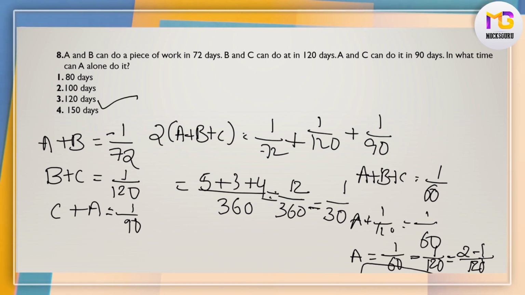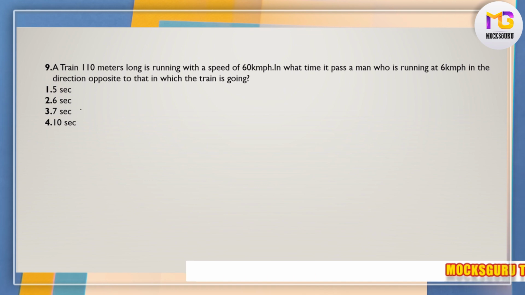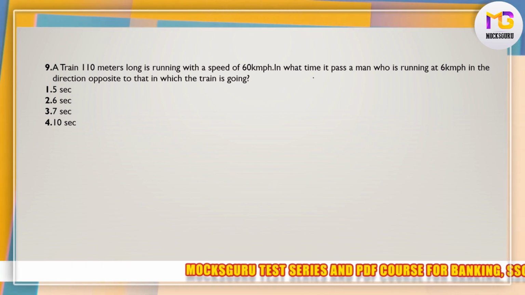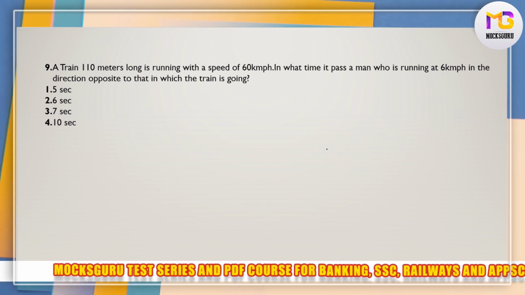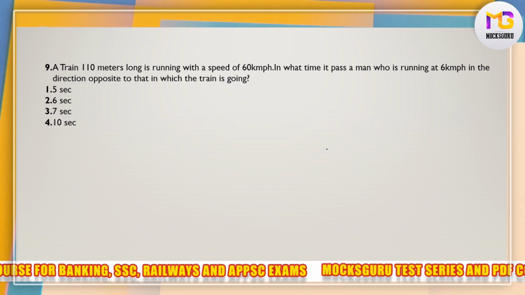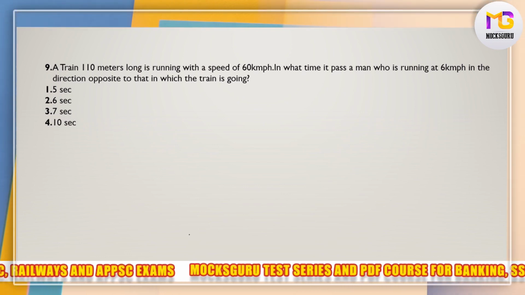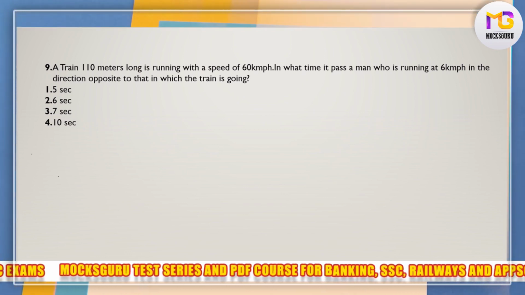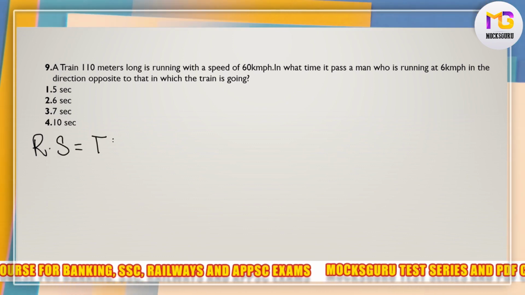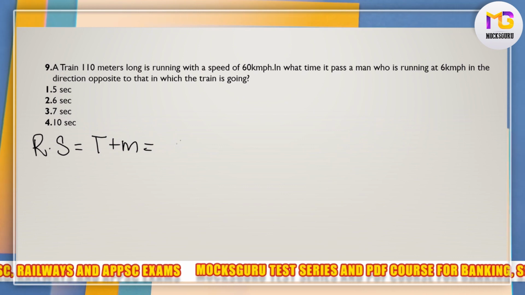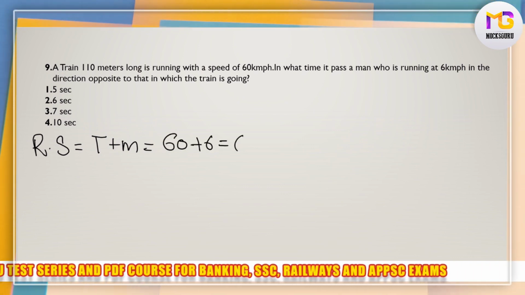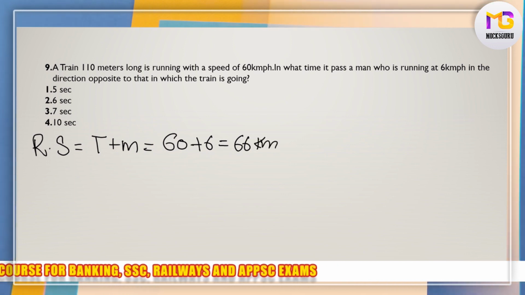Let's move to the next question. A train 110 meters long is running with a speed of 60 km per hour. In what time will it pass a man who is running at 6 km per hour in the direction opposite to that in which the train is going? First we have to find out the speed. The relative speed would be, for relative speed we have to add the train speed and the man's speed because he's running in the opposite direction. So 60 plus 6 is equal to 66 km per hour.